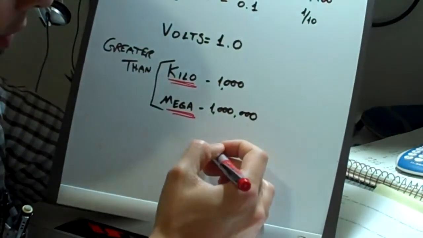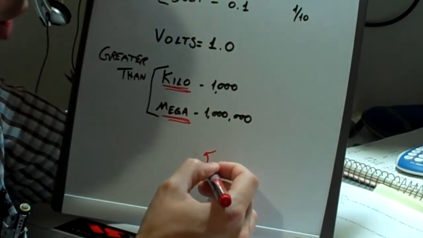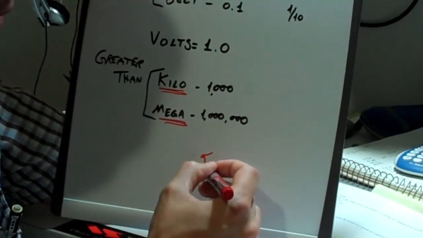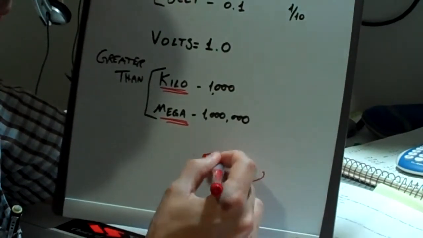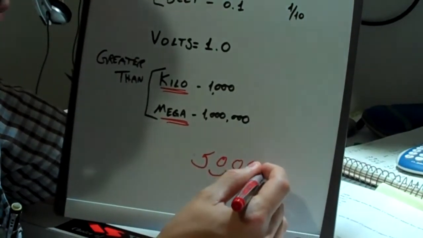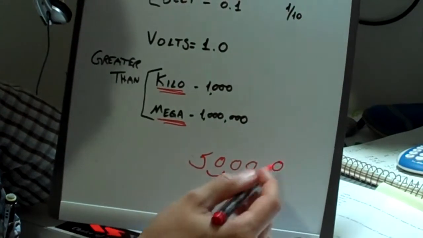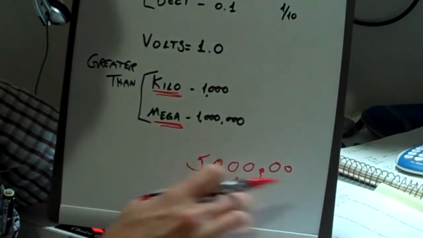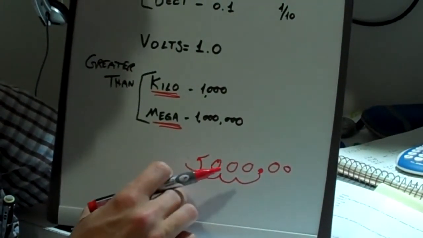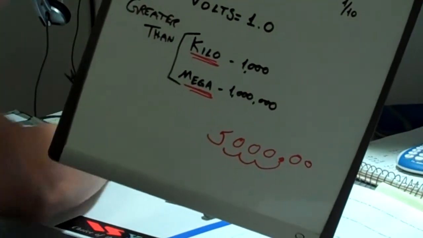Well, 5 kilovolts, this is 1,000, so we move the decimal place 3 places. 1, 2, 3. So 5 kilovolts equals 5,000 volts.